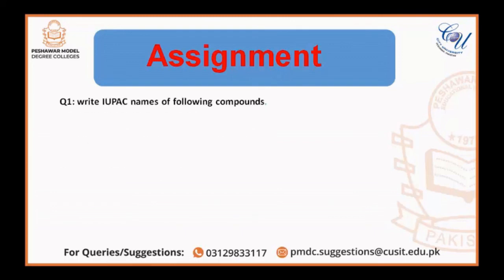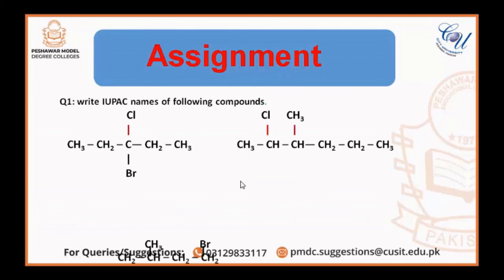Assignment. Write the IUPAC names of the following compounds. Here the examples are given to you: CH3, CH2, C holding chlorine and Br groups, CH2 and CH3. Select the longest continuous carbon chain and then give the numbers. In the second example, CH3, CH holding chlorine, CH holding a methyl group, CH2, CH2 and CH3. Select the longest continuous carbon chain and give the numbers. Now this one molecule: CH2, CH holding a CH3 group, CH2 and CH2 holding a bromine group.